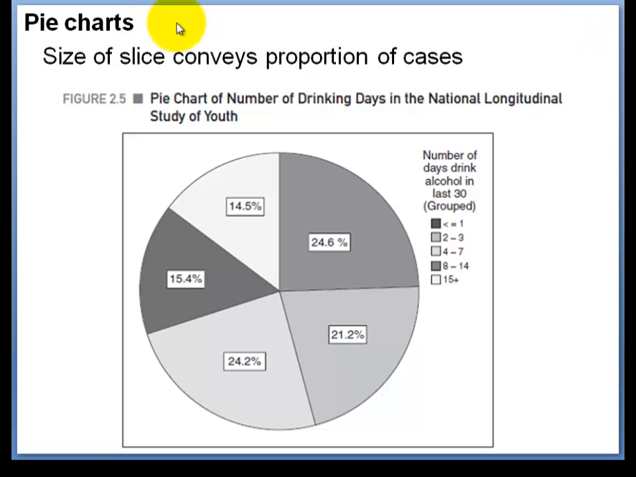And here's our final figure, the pie chart, which I'm sure that most of you encountered in high school, or perhaps even earlier. The key idea is that the size of the slice is proportionate to the number of cases. So let's see. 8 to 14 days looks to me to be this slice of the pie right here. This slice is taking up 24.6% of the area of the pie.